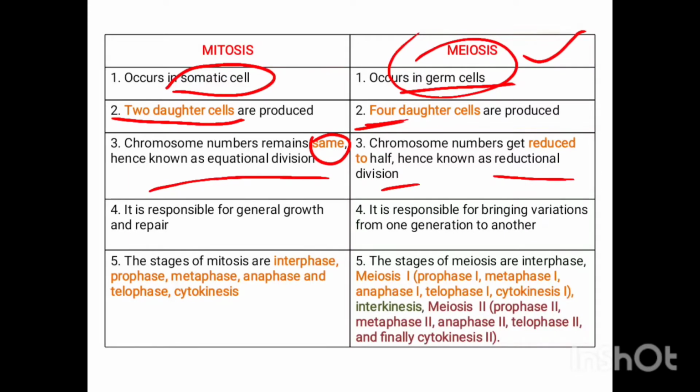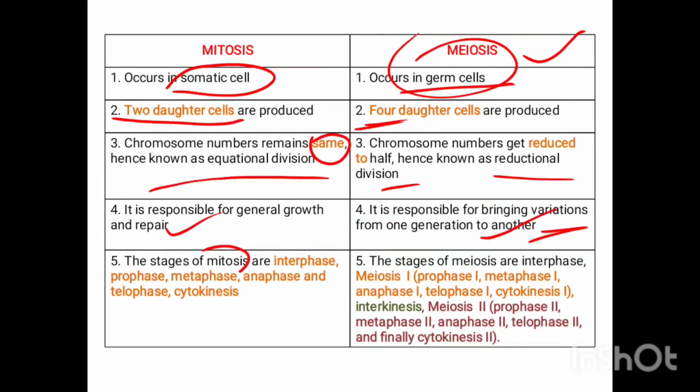reductional division. The process of mitosis is involved with the general growth of our body, and it is also involved with the repair mechanism like the healing of a wound. And the process of meiosis is responsible for bringing about changes in the daughter cells from that of the parent cell, and as a result variation occurs from one generation to the next generation.